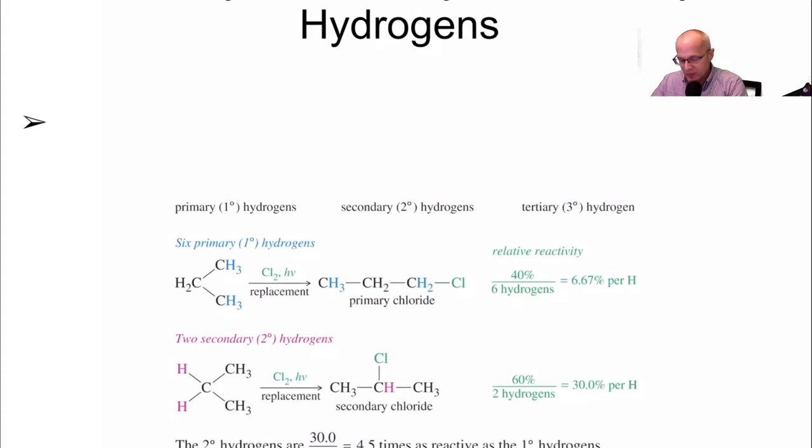First of all, this is CH4. This is not primary, secondary, or tertiary. This is just methane. So if you have anything like that, CH4, you just call it methane. So that's not primary, secondary, or tertiary. It's just methane.